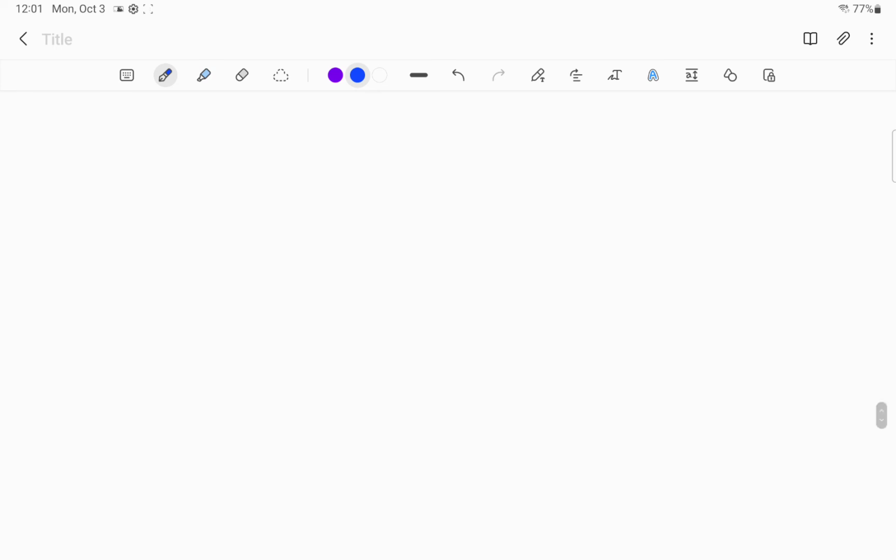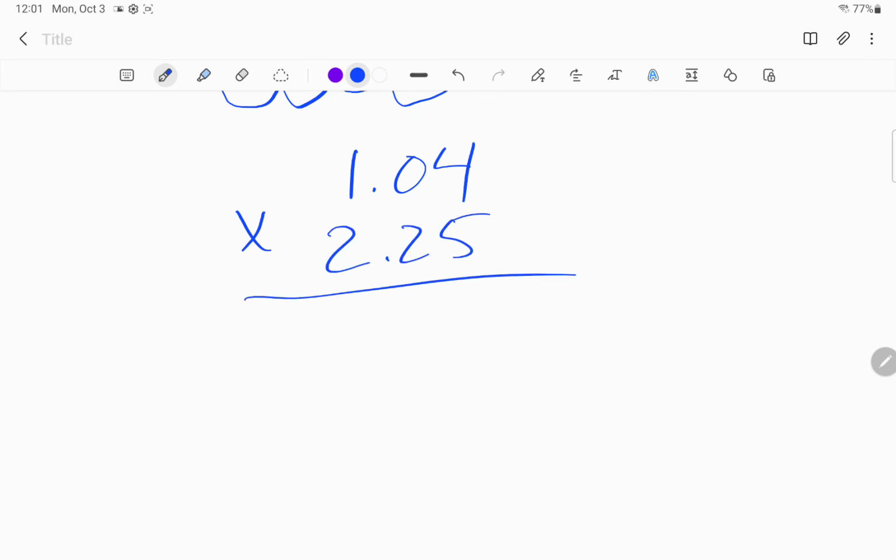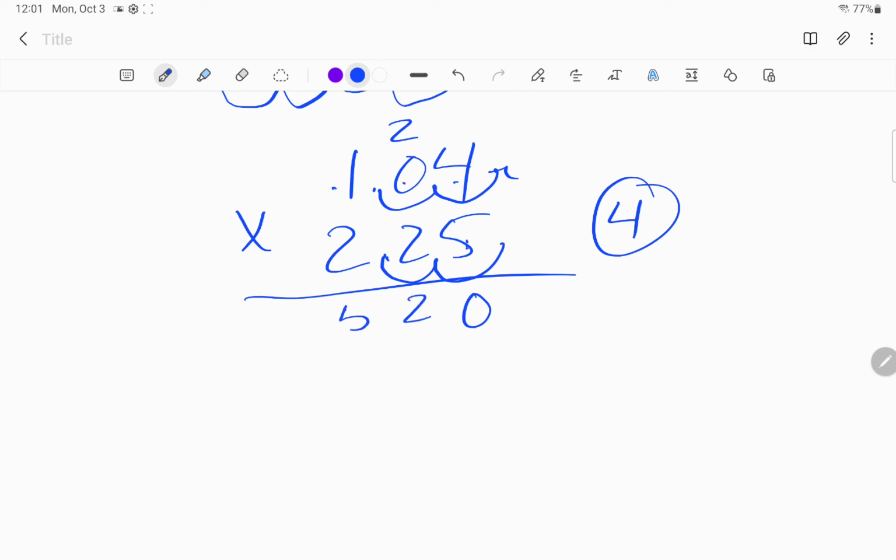All right, and then we have another double-digit decimal multiplication problem. All right, so if we have 1 and 4 hundredths times 2 and 25 hundredths, let's go ahead and multiply it. Remember, we're going to say 1, 2, 3, 4. We have to come back with a 4 at the very end. All right, 5 times 4 is 20. We'll drop that 0, carry the 2. 5 times 0 is 0, add 2. 5 times 1 is 5.